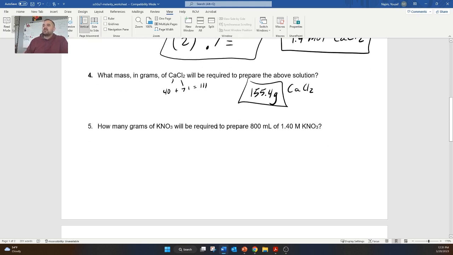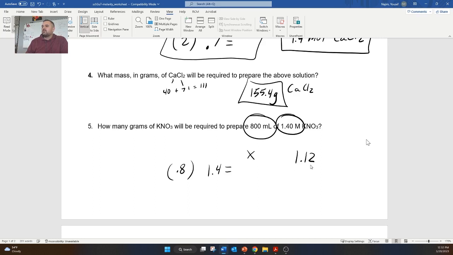How many grams of potassium nitrate will be required to prepare an 800 milliliter solution of 1.4 molar KNO3? So 1.4 molar, where does that go? A, B, or C? So 1.4 goes here, and then that's going to be equal to X over, what's this? How do we plug it in? So 0.8, and then how do we solve? Multiply both sides by 0.8. This goes away. Now X is equal to what? 1.2? Or 1.12? Do I got it? Is this right?